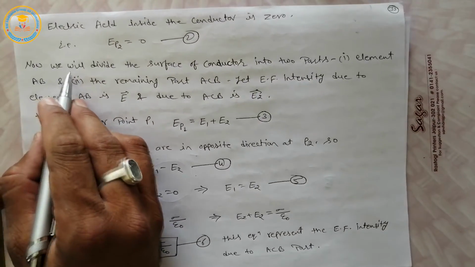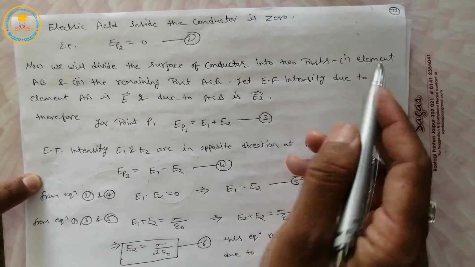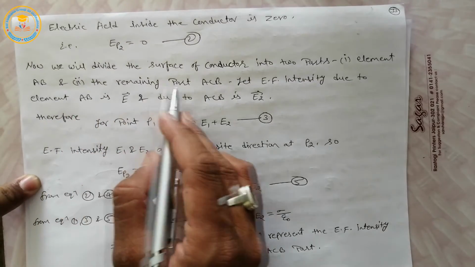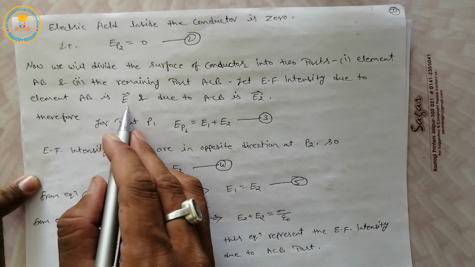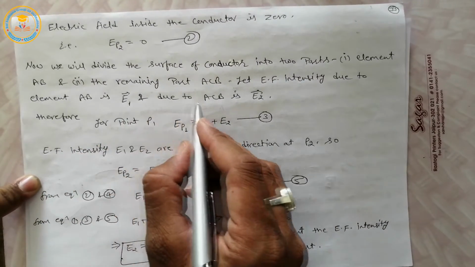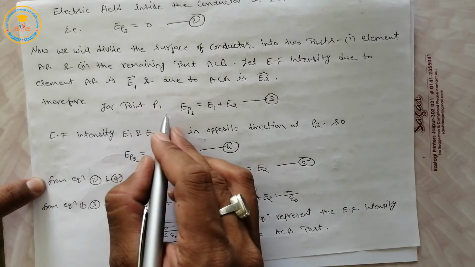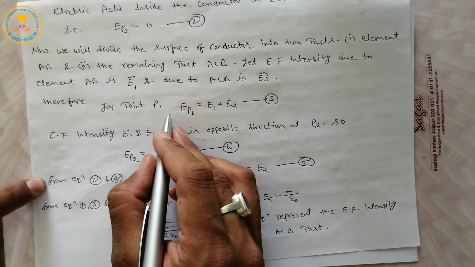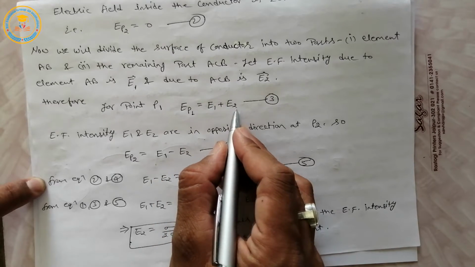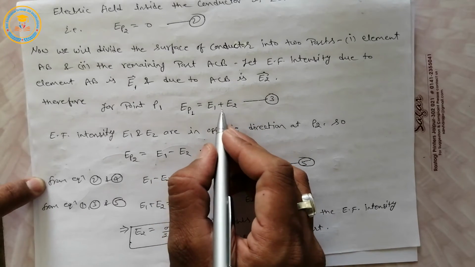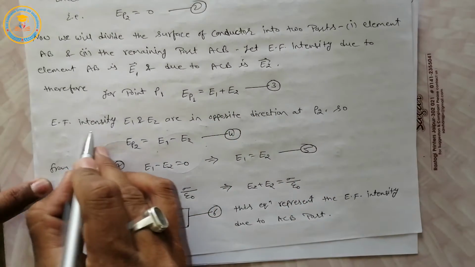So now we will divide the surface of the conductor into two parts. One is the element AB and the other is the remaining part ACB. Let the electric field intensity due to element AB be E1 vector and due to ACB be E2 vector. Therefore, for point P1, the resultant electric field intensity EP1 is equal to E1 plus E2, because E1 vector and E2 vector are in the same direction.